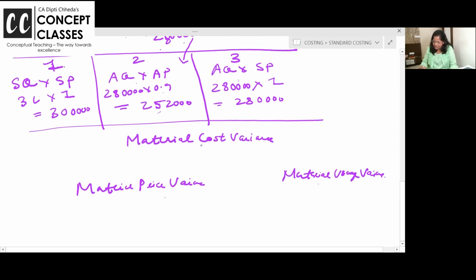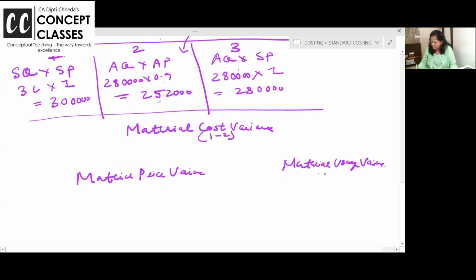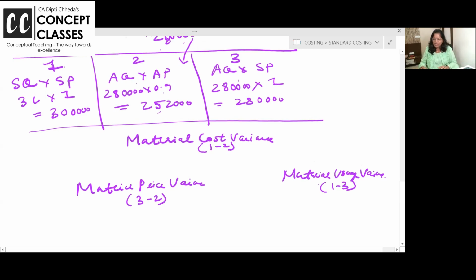Material cost variance is 1 minus 2. I know I'm giving you a beautified way. You do it, I will also tell you the logic. 1 minus 2. 1 minus 3. 3 minus 2. When will I divide usage into mix and yield? When you have 2, 3 types of raw material. Right now there is only one raw material, so only 3 ratios. Now what is your answer? 1 minus 2.